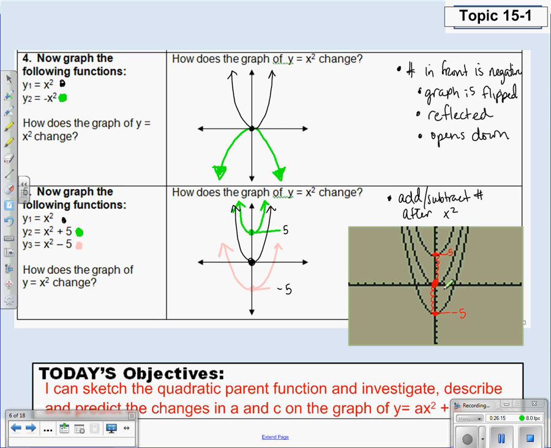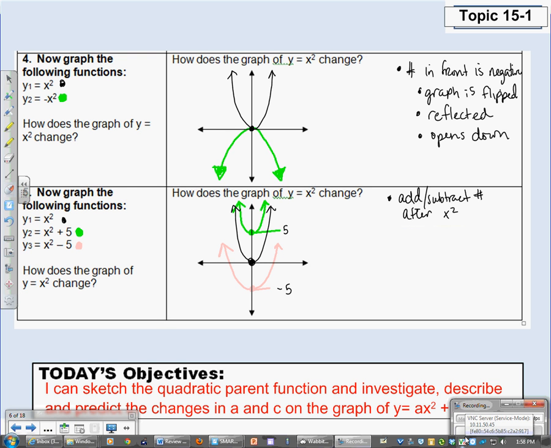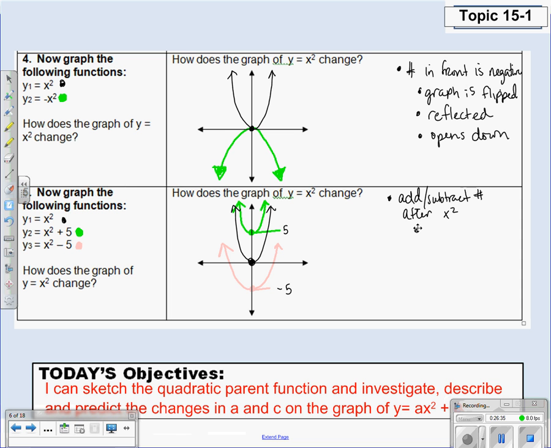So what is happening with our graph is that when we add a number on the end, it shifts the graph up by whatever that number is. When we subtract a number on the end, it shifts the graph down, whatever that number is. So I'm going to go ahead and write that over there. So if we add, we shift up. If we subtract, it shifts the graph down.